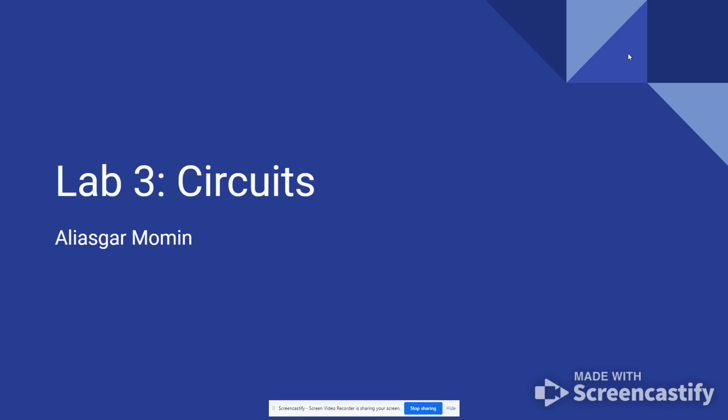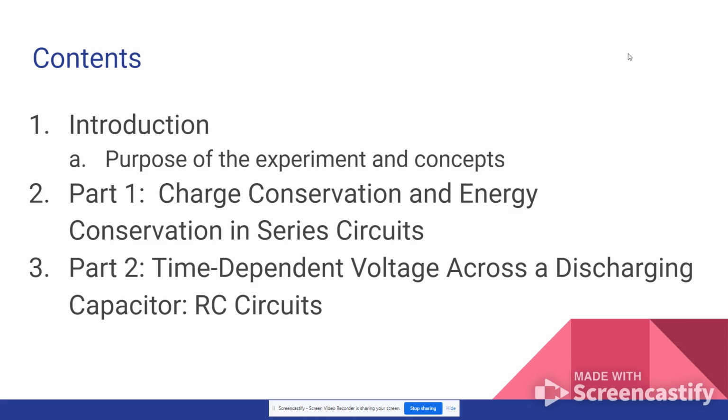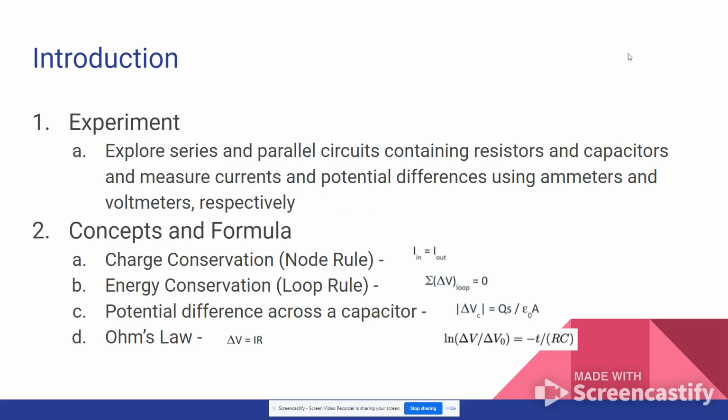This is my lab 3 on circuits for Physics 2212 by Elias Grimmelman. The contents of this lab will be the introduction showcasing the purpose of the experiment and concepts, and the two parts of the lab, which are part 1, charge conservation and energy, which is the conservation of energy in series circuits, and part 2, the time-dependent voltage across a discharging capacitor.